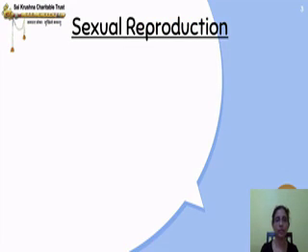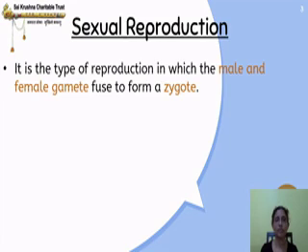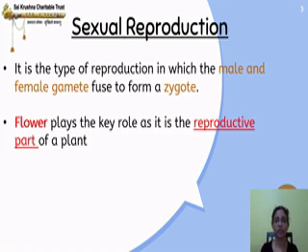What is sexual reproduction? It is the type of reproduction in which there are two types of gametes called the male and the female gametes. They fuse together to form a zygote. Now, which part of the plant plays the key role? It is the flower. Flower plays the key role as it is the reproductive part of the plant.